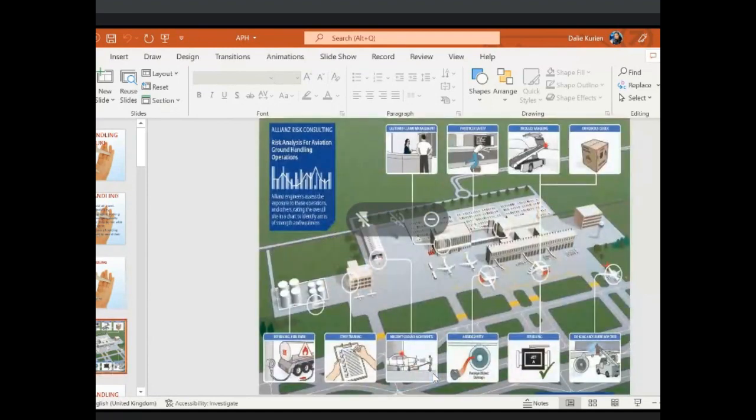No problem. Okay, so this is just a risk analysis, as in passenger safety is important and how baggage handling goes. So it's just a risk analysis.